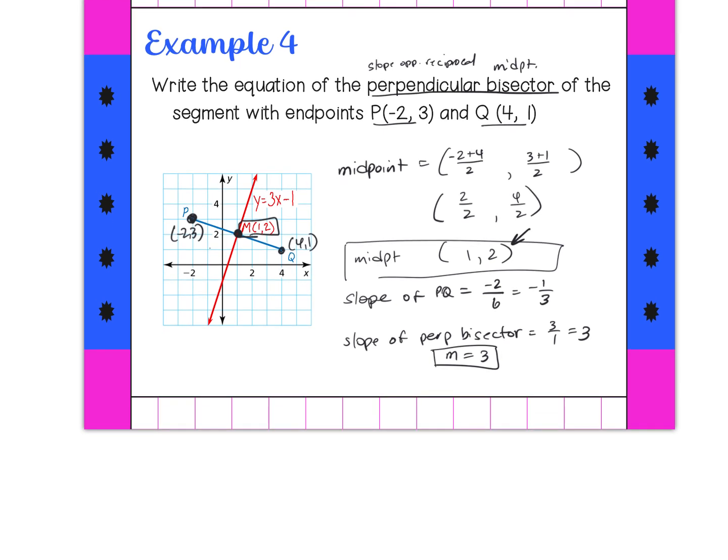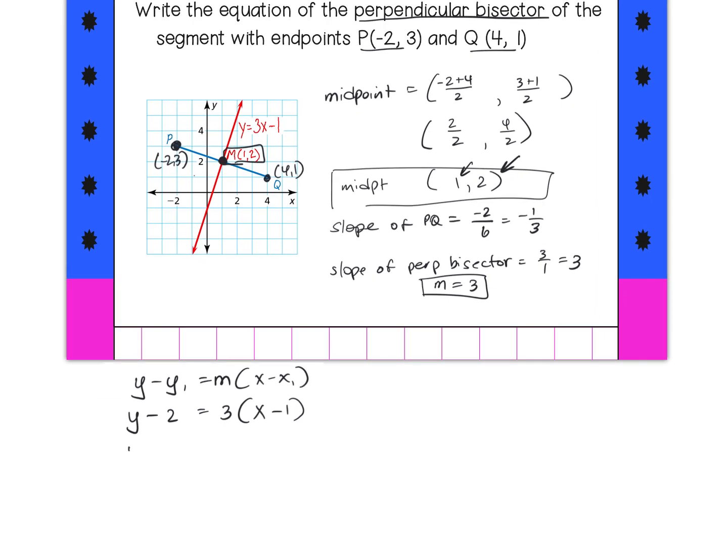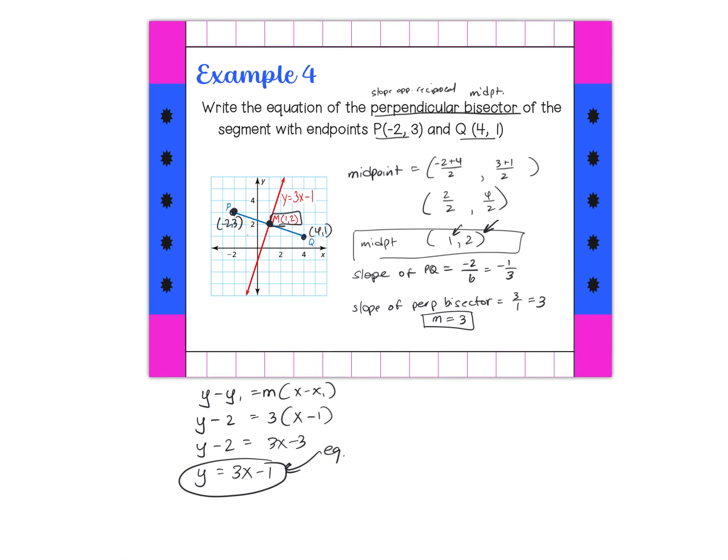And again, we learned 2 methods to do that. You could either use the point slope formula, which was y minus y1 equals m times x minus x1. So we've got y1 is the y of our midpoint, which is 2, m is 3, and x1 is the x of our midpoint, which is 1. Then I would distribute here, 3x minus 3, and I would add 2 to both sides, and I would get y equals 3x minus 1. And that is the equation of the line that is the perpendicular bisector of segment PQ.